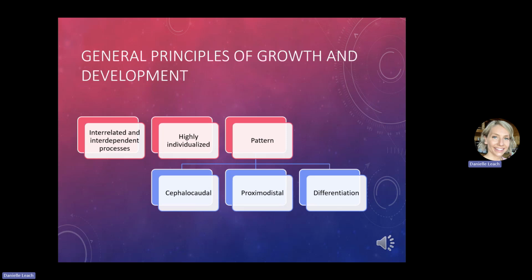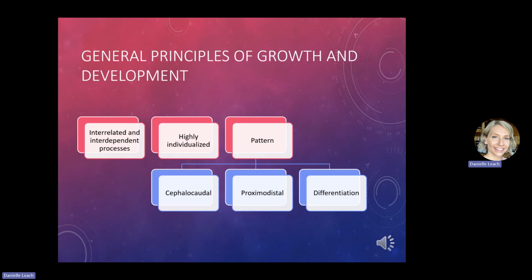The principles of growth and development can also be influenced by other factors. So things like, what is the environment that they grew up in? What are their genetics? What kind of nutrition is available to them to allow them to grow? Growth and development follows some orderly patterns.